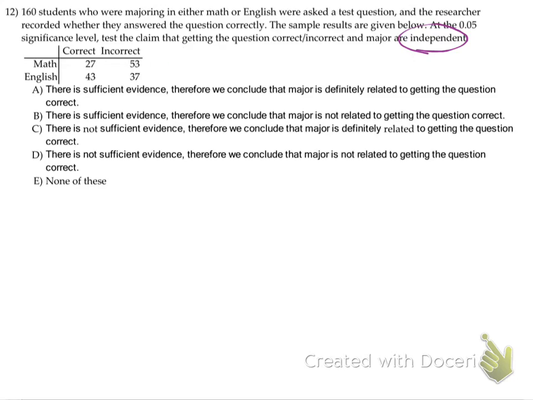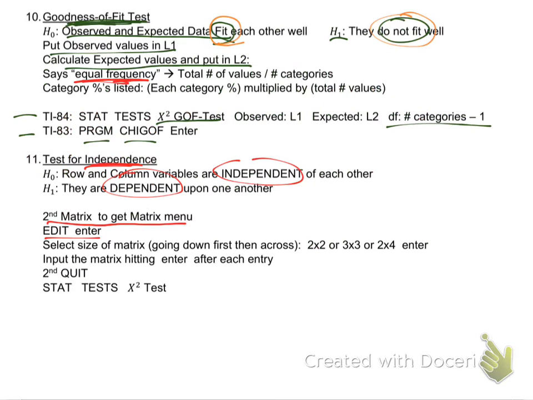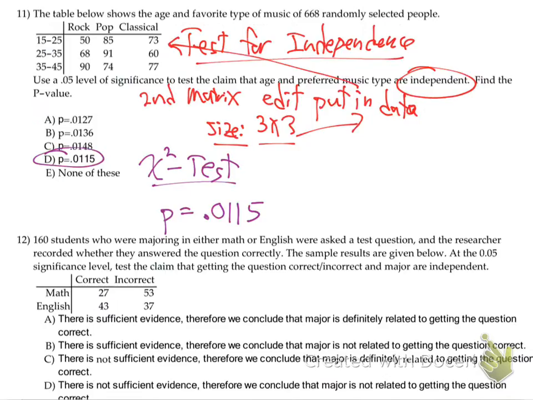So we look back at our exam 4 notes here, and there it is, test for independence. So H0 is independent, H1 is dependent. And we have to do the second matrix. To get to the matrix menu, go to Edit, hit Enter, and select the size of the matrix. Then input the matrix, second quit, and stat test, chi-square test. So let's go to it.